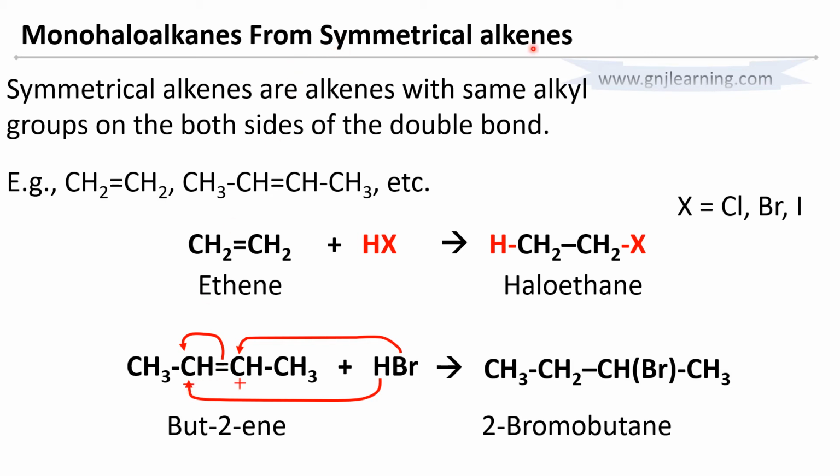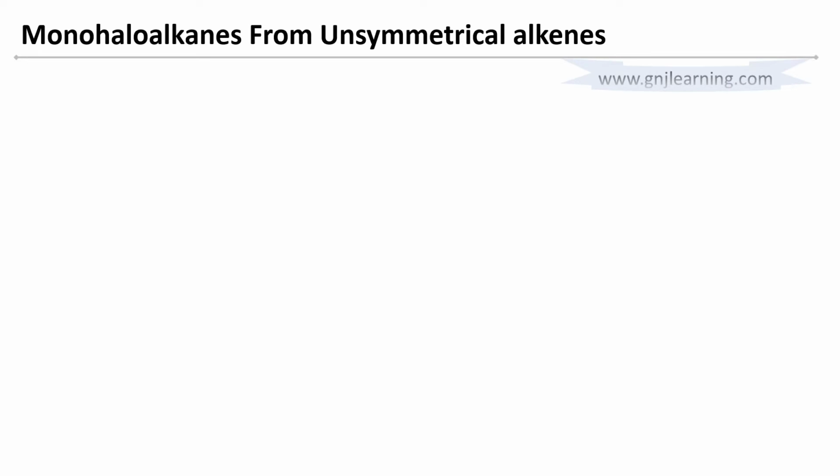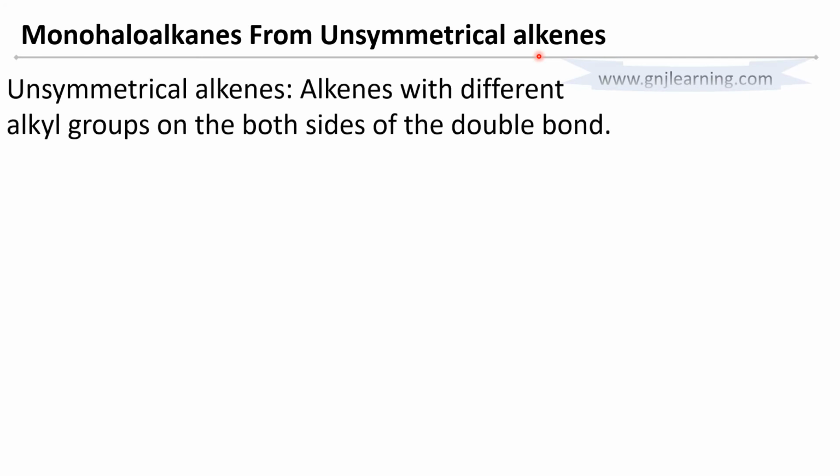So that's about the symmetrical alkenes. Now let us consider the preparation of monohaloalkanes from unsymmetrical alkenes. So what are unsymmetrical alkenes? They are alkenes with different alkyl groups on both sides of the double bond. If we have alkenes with different alkyl groups on both sides of the double bond, then they are called unsymmetrical alkenes. Clear? So for example, propene. Propene is the example.